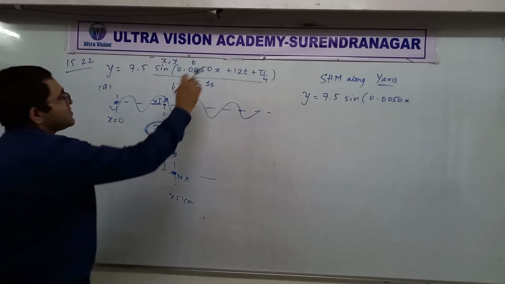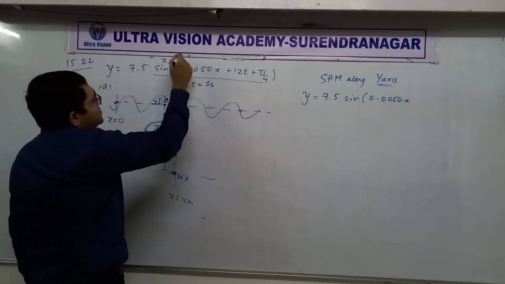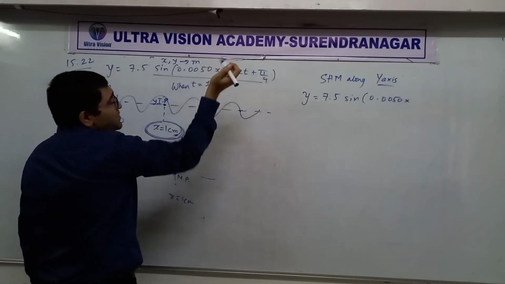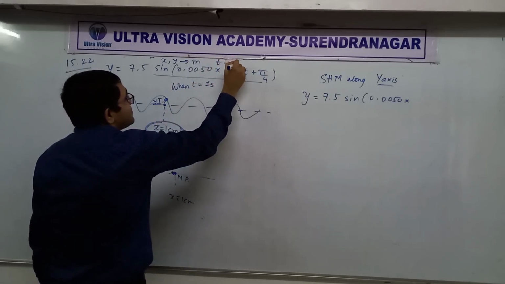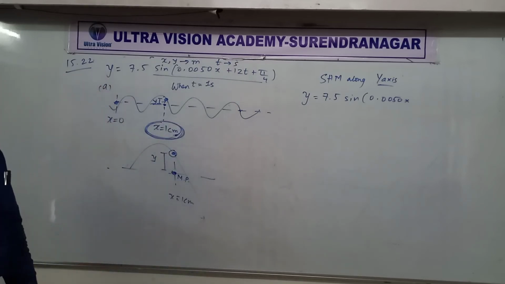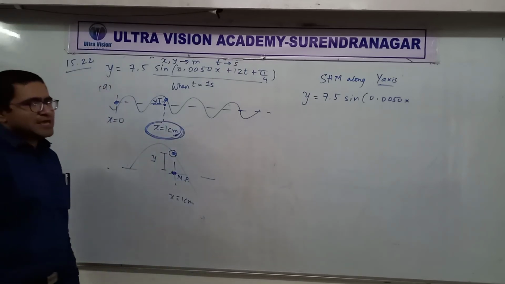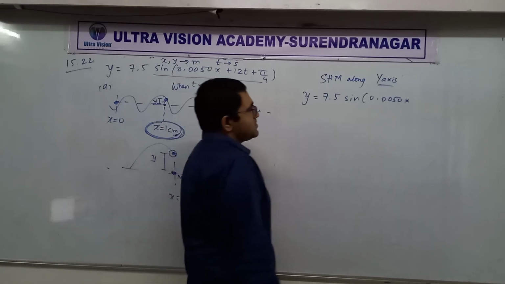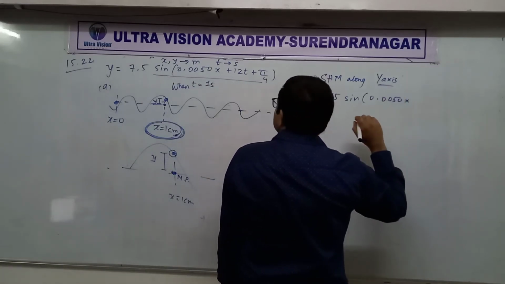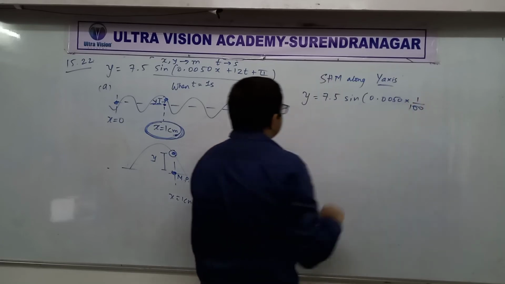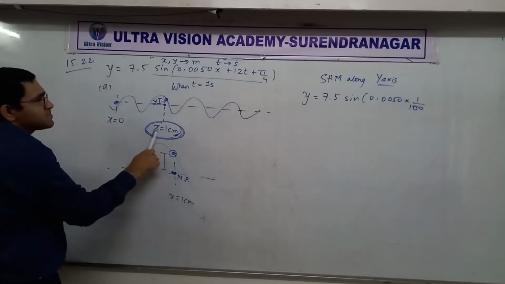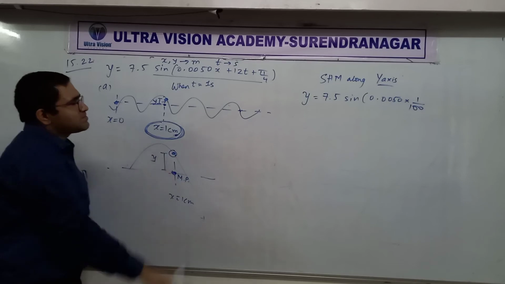So under standard situation, I would assume SI units. They should have given. So it's a slight mistake in the question. So x and y should be in meter, time should be in seconds. Let's begin. So then this would be 1 upon 100. Clear or not clear? 1 upon 100 clear?